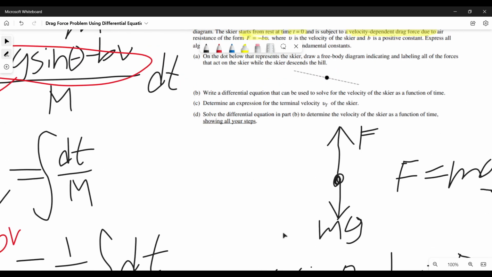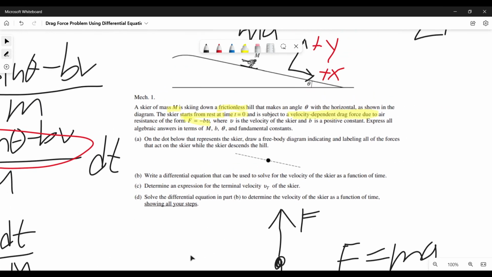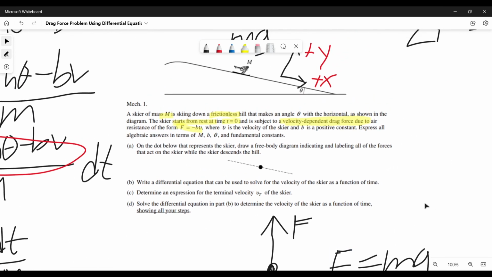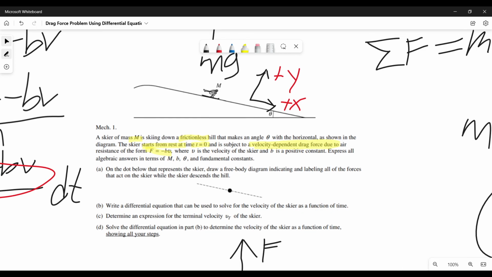So there we go, guys. That is how you solve a dynamics problem that requires a differential equation. Hopefully you learned something and enjoyed this video.